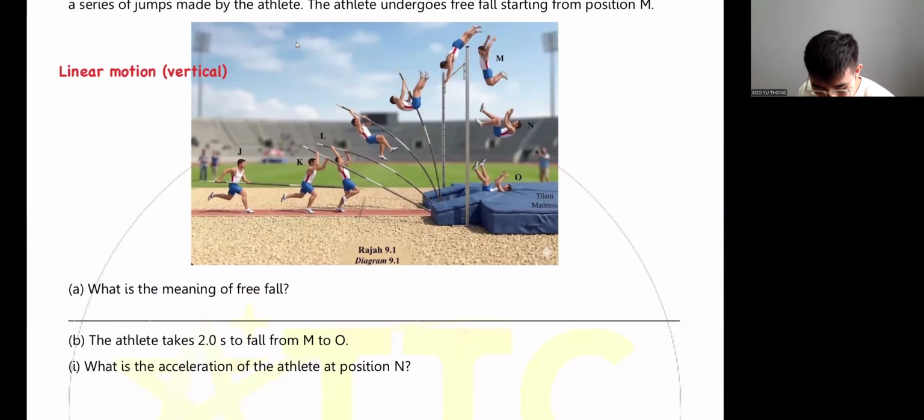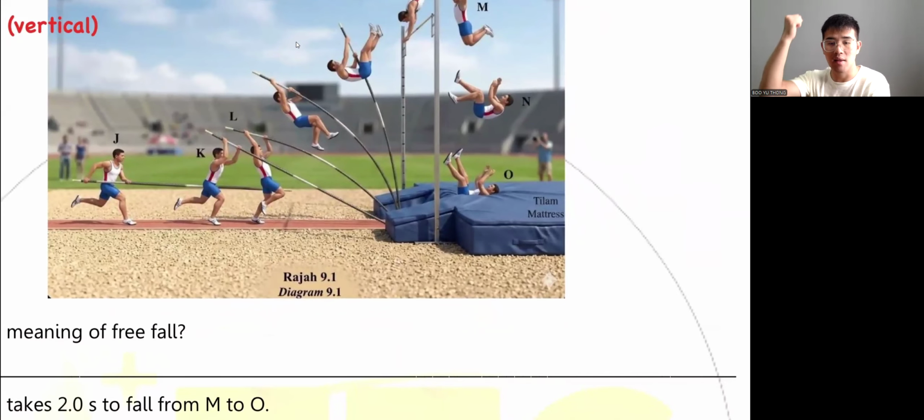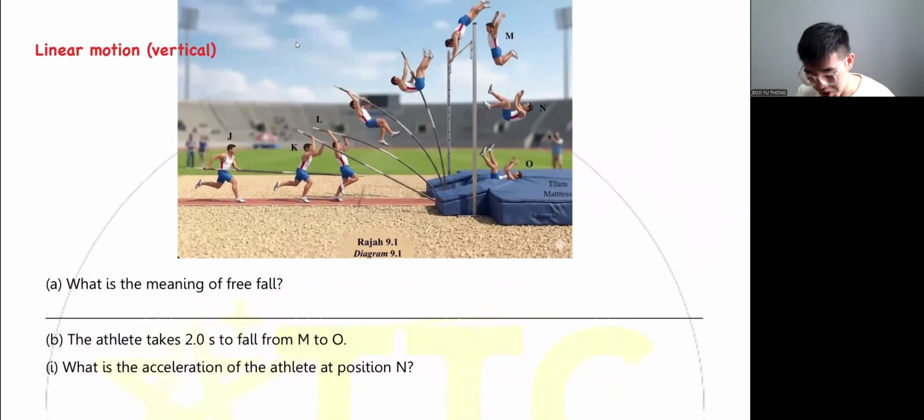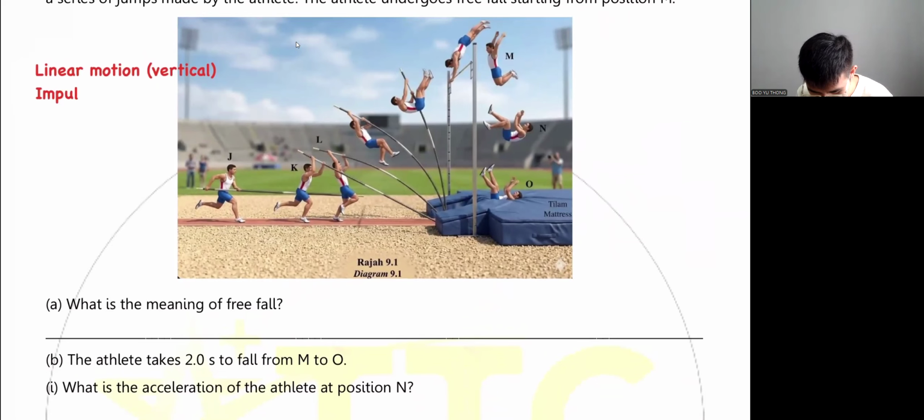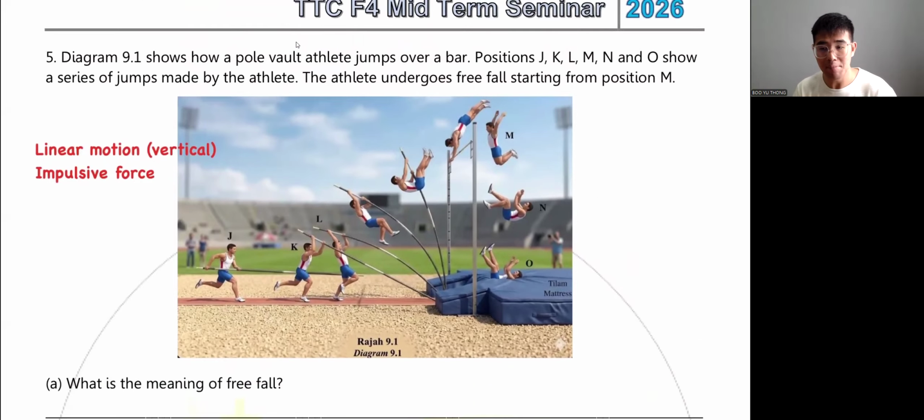This question also consists of something else. Can you see the athlete at position O? The athlete is falling onto the mattress, and when the athlete falls, there will be an impact, a collision between the athlete and the mattress. So this will also be related to impulsive force. They combine two subtopics into one question, both from chapter 2. Be prepared to see these kinds of questions where they mix two different subtopics into one question.